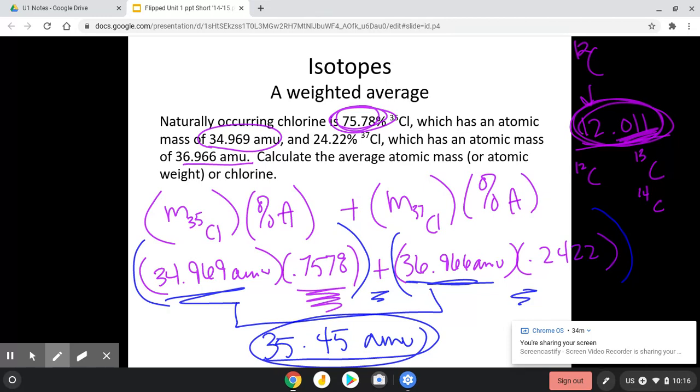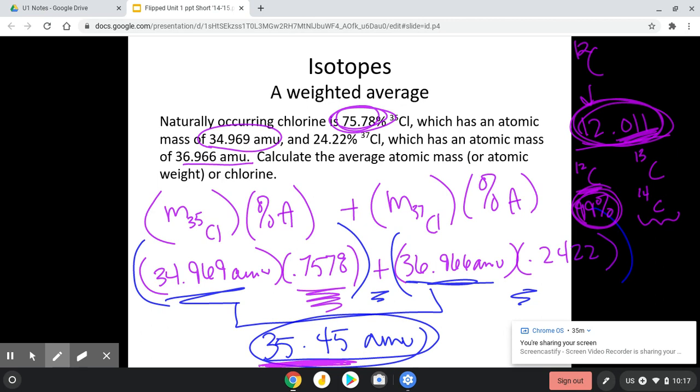34.969 times 0.7578 plus 36.966 times 0.2422. Okay, so what you should get is an average. It should be between your two numbers. It should be in between your two masses. And this is a self-check you should do. If the number you get is not in between 34.9 and 36.9, then you did something wrong. The number you should get is 35 point, and we're keeping 4 sig figs, 45 AMU.